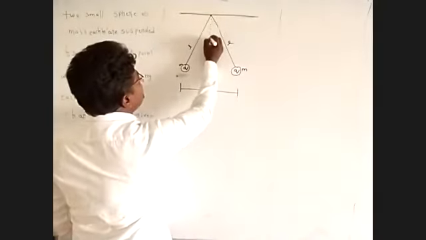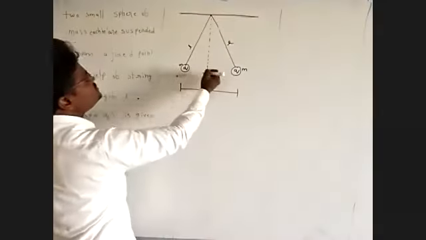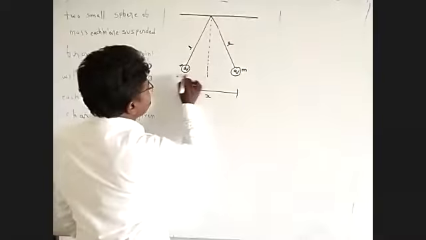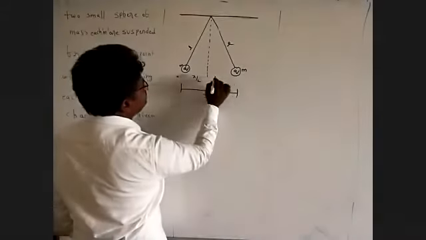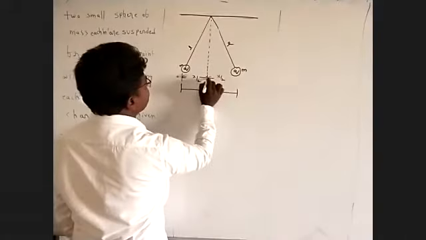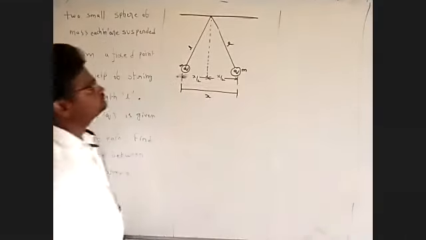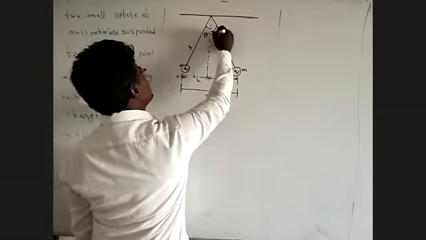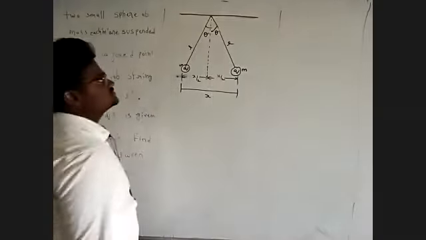This is the initial position of the two bobs. Now here the distance is x by 2, and here also x by 2. This angle is theta, and this also is angle theta, both are theta.